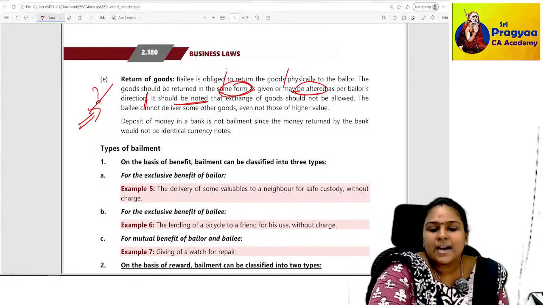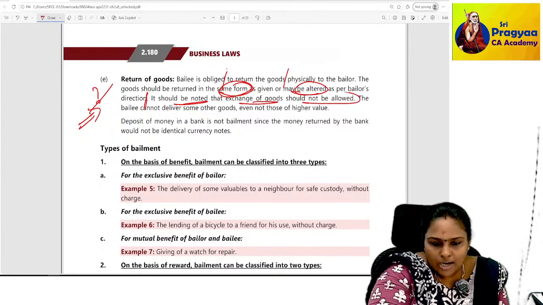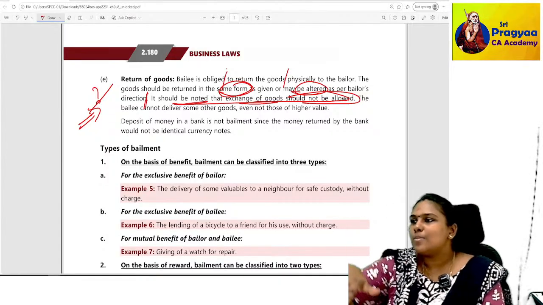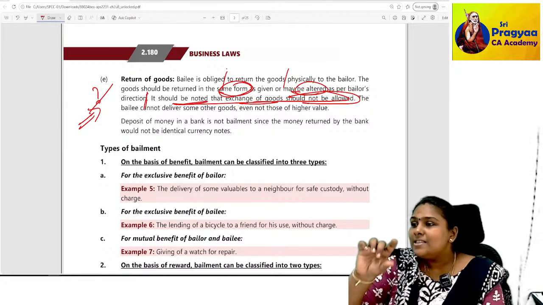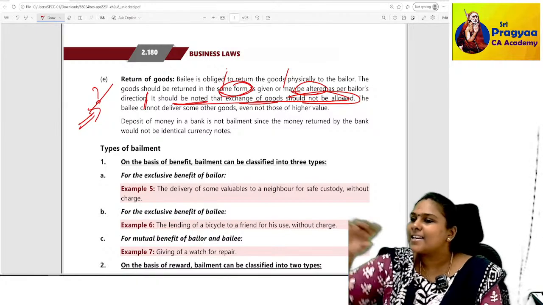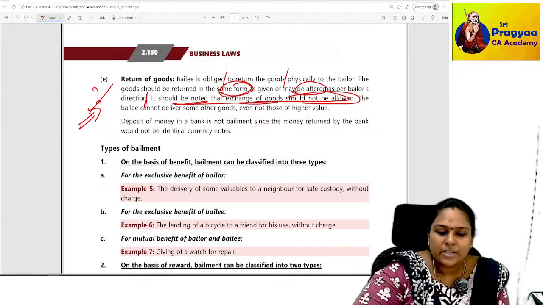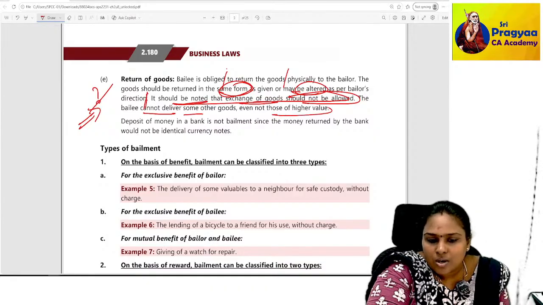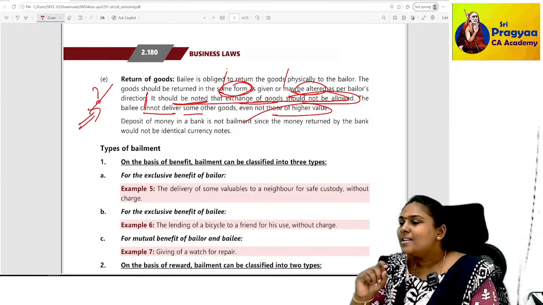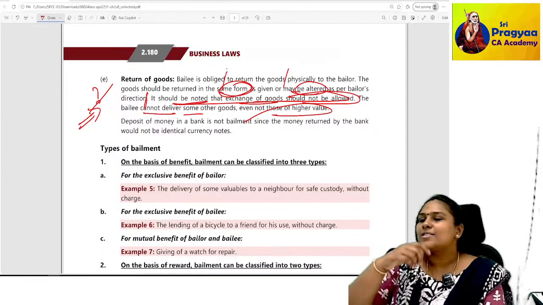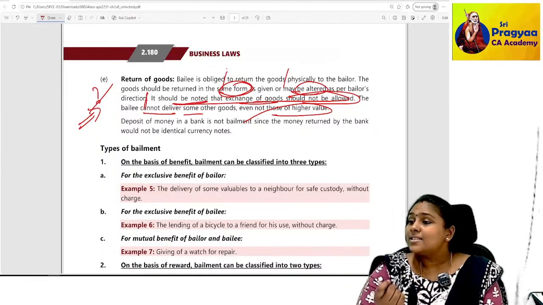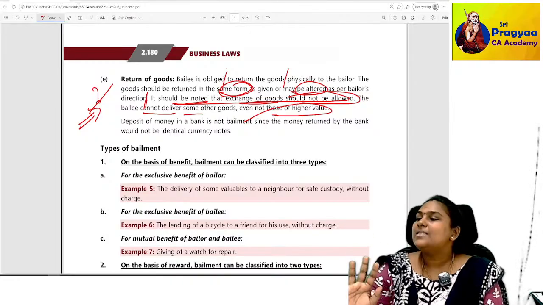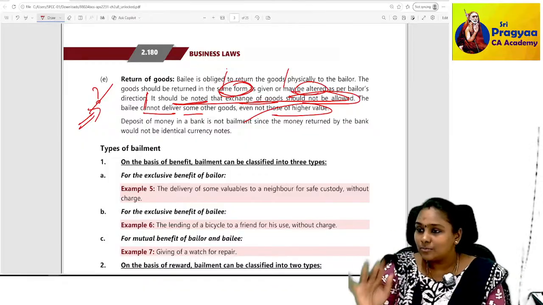Next line. It should be noted that exchange of goods should not be allowed. Exchange of goods na, sir, Honda bike பதிலா வேற Honda bike வைக்கிறது. Able to understand? Jewelryக்கு பதிலா வேற necklace வைக்கிறது. Okay, that and all is not permitted. The bailee cannot deliver some other goods even though those are of higher value. இது எப்படி இருக்குன்னா, நீங்க தங்க செயினை கொடுத்துட்டு அவங்க டைமண்ட் நெக்லஸ் கொடுக்குற மாதிரி. Able to understand? Sir, diamond necklace இதை விட காஸ்ட்லியாவே இருக்கட்டும், but still எனக்கு என்னோட ஜுவல் தான் வேணும், அப்படிதான் கொடுக்கணும்.